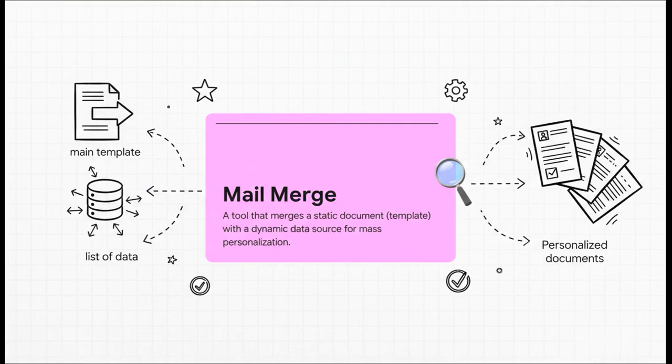So what is it? Put simply, it's a tool that lets you take one main template, like a letter, and then it automatically combines it with a list of data, like names and addresses. And just like that, you can create hundreds or even thousands of personalized documents all at once. It is a complete game changer for productivity for sure.